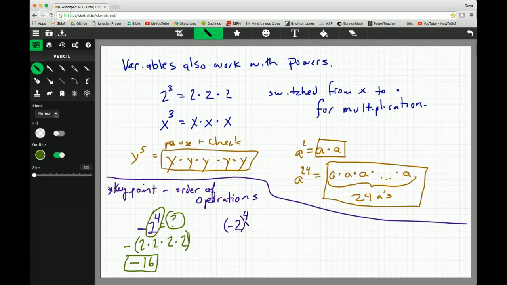So over here, though, you have -2, the whole thing in parentheses, to the 4th power. So that's -2 repeated 4 times multiplied. And this is equal to -2 times -2. Well, that is equal to 4 times -2 times -2. And that's equal to -8, because 4 times -2 is -8, times -2.